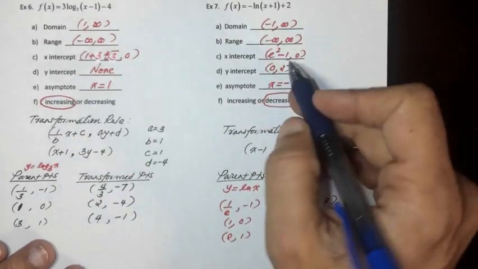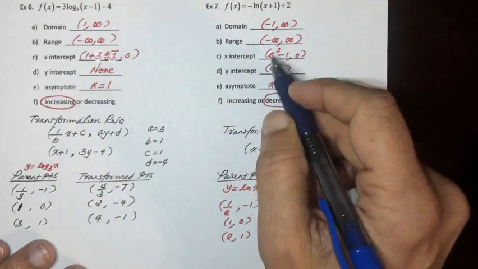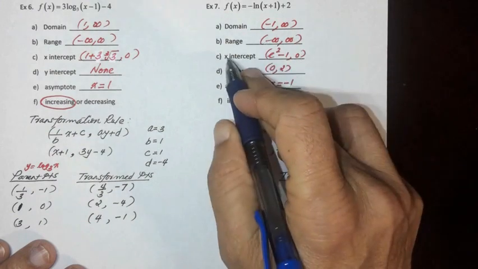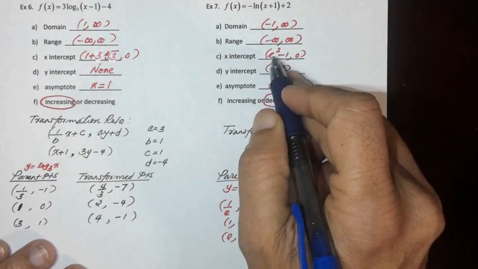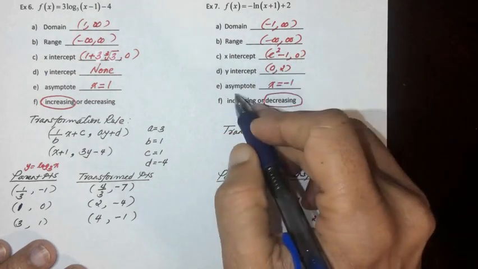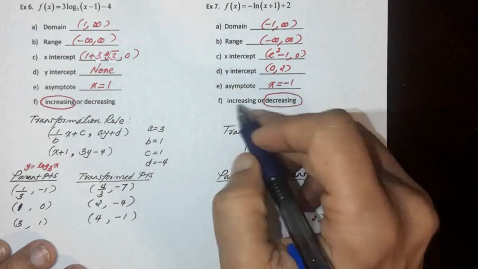Quickly going over the attributes: the domain is (-1, infinity), because the asymptote is at -1. The range is all real numbers. The x-intercept, by setting y equal to 0, is (e squared minus 1, 0). The y-intercept is (0, 2). The asymptote is x equals -1. The function is decreasing.